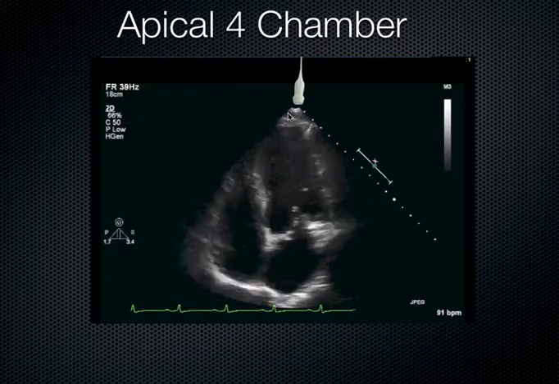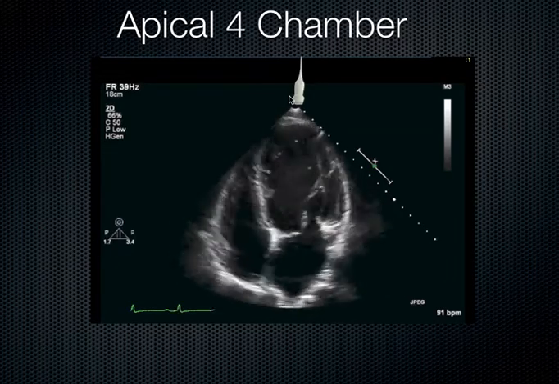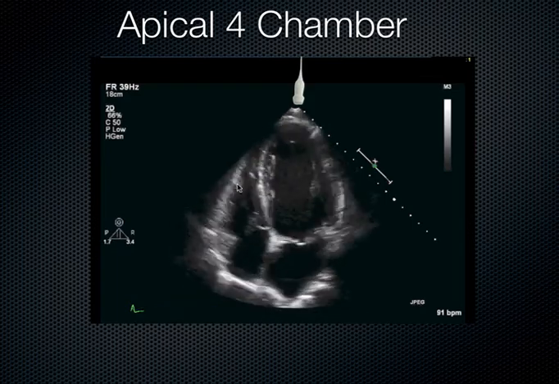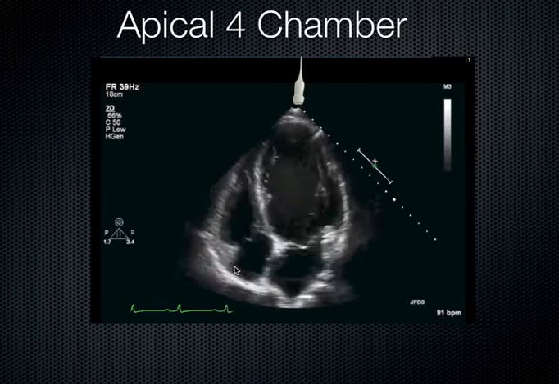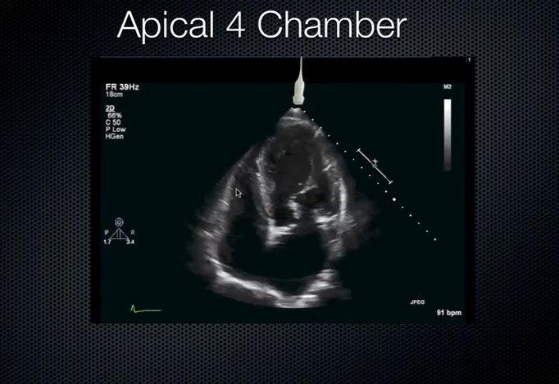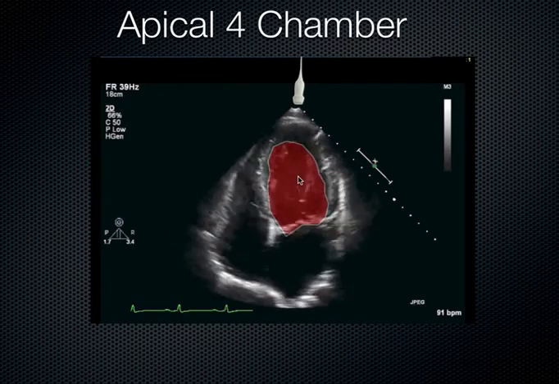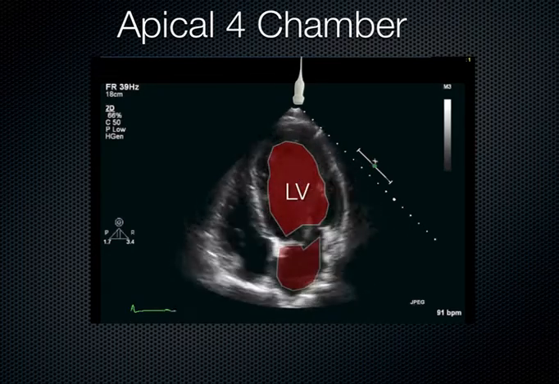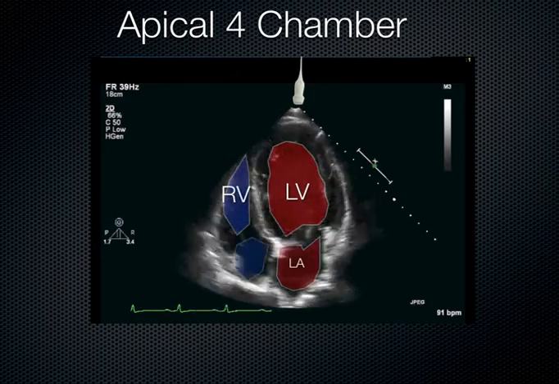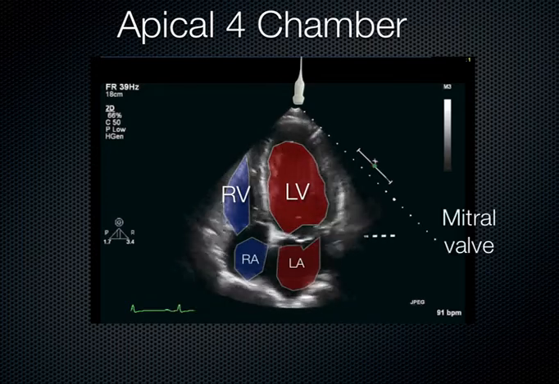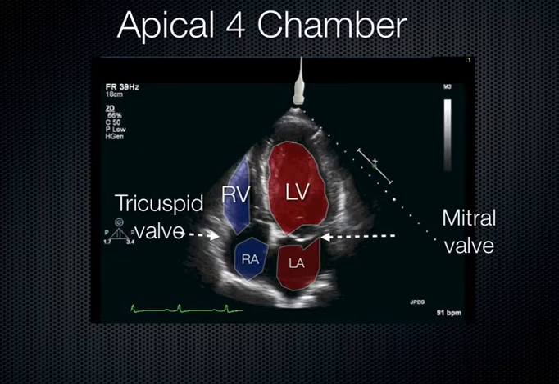You've got the probe here at the top of the screen, and the sound is coming out, and we've got the indicator to the patient's right. So the right ventricle's over here, left ventricle's here, left atrium, right atrium. Nice how this right ventricle is about 2/3 the size of the left ventricle. That's good. Just the chambers with their labels there in case you forgot. There's your mitral valve, and there's where the tricuspid valve is.